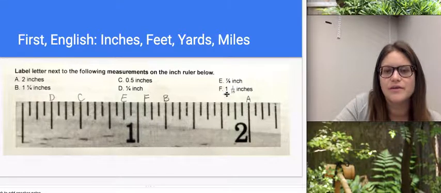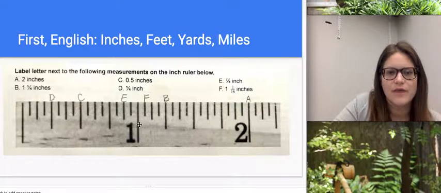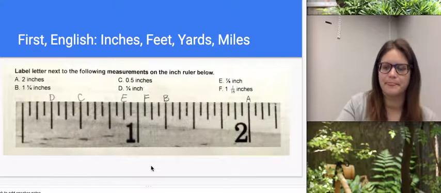And then our last one is 1 1/16 inches. And so that would be, here's 1 inch, 1/16 past the 1 inch, right here.